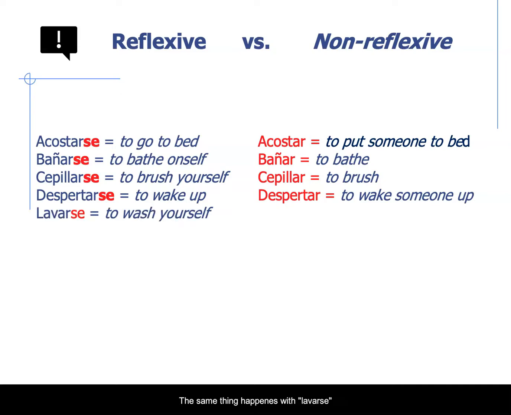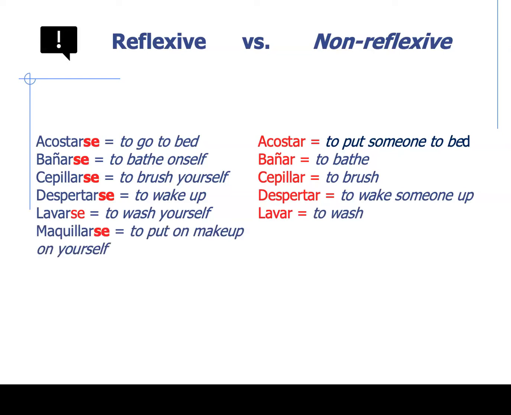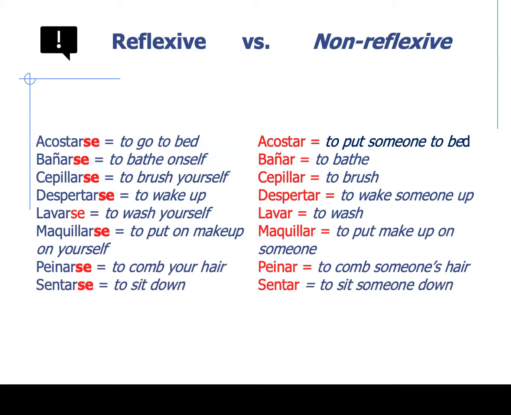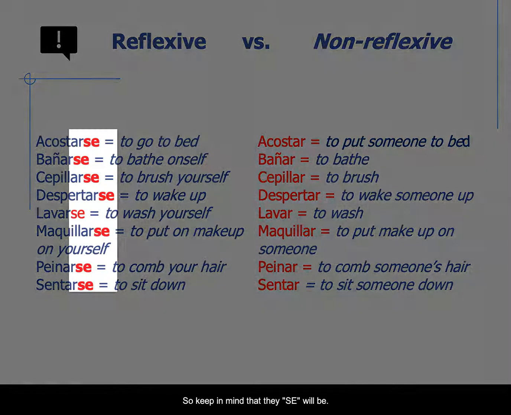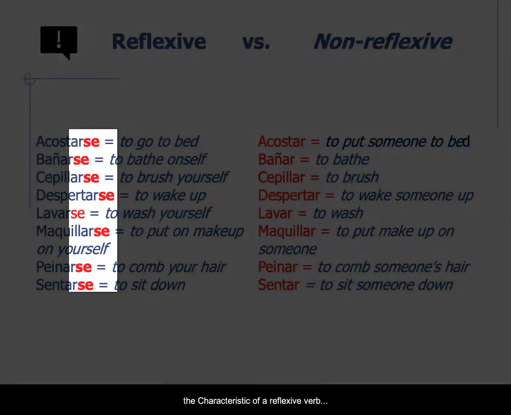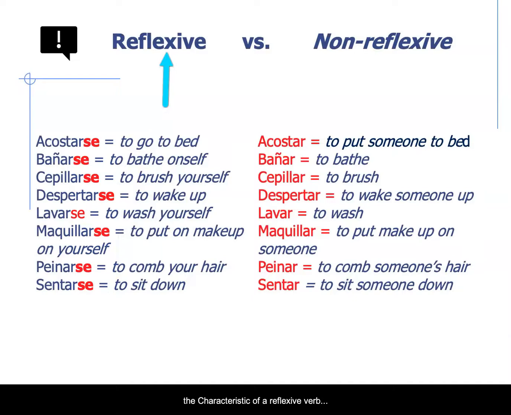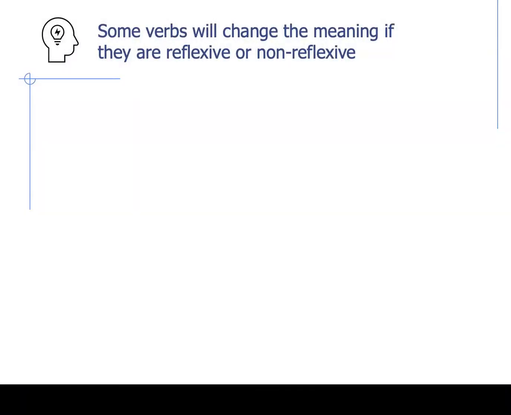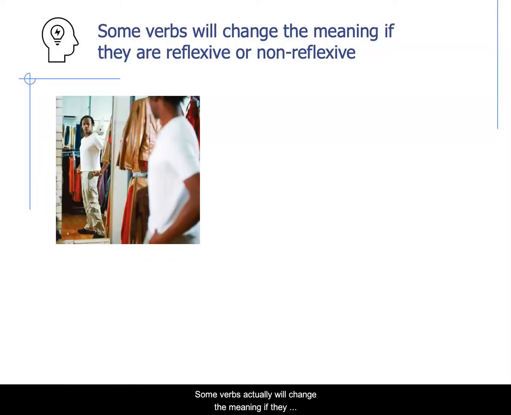The same thing happened with lavarse, lavar, maquillarse, maquillar, peinarse o peinar, sentarse or sentar. So keep in mind that the se will be the characteristic of a reflexive verb. If there is no se, you need to clarify who is the recipient of the action. Some verbs actually will change the meaning if they are reflexive or non-reflexive.